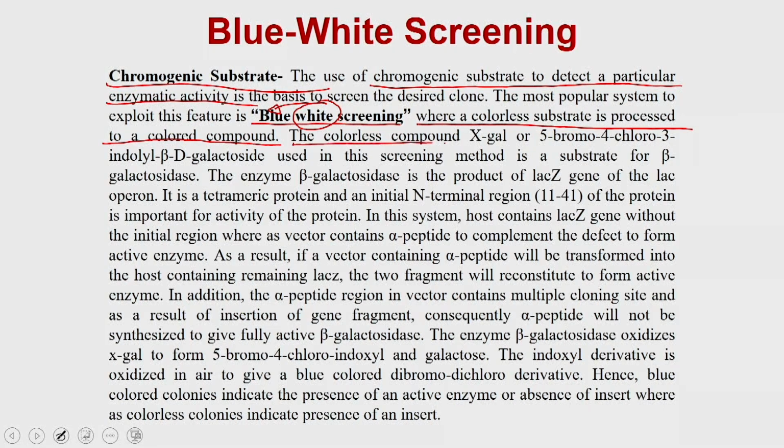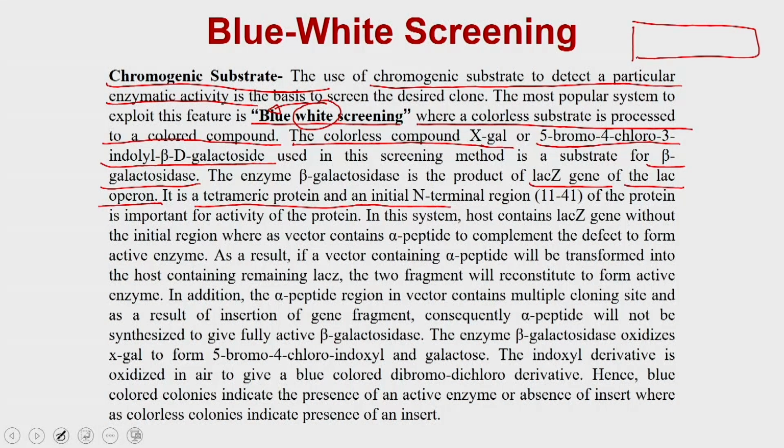This colorless compound which we use for blue white screening is called X-gal, or 5-bromo-4-chloro-3-indolyl beta-galactoside, and this is a substrate for beta galactosidase. Beta galactosidase is an enzyme which is the product of the LacZ gene from the lac operon. The lac operon is the lactose operon, and beta galactosidase is a tetrameric protein, and the initial N-terminus region, if this is a protein, the initial region is important for the activity of this particular protein.